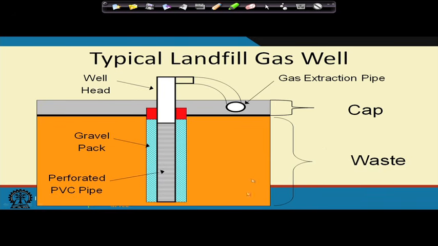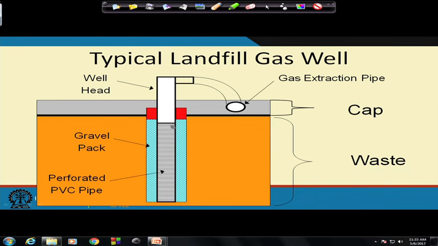This is the typical landfill gas well. You already saw the picture earlier as well. This is a perforated pipe, and this pipe is where the gas will move through. We have a gravel bed so that this doesn't get clogged, and then you apply vacuum. It gets into the header pipe and is taken either for flare or for energy generation.